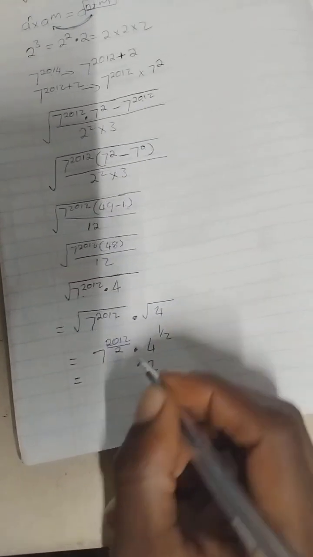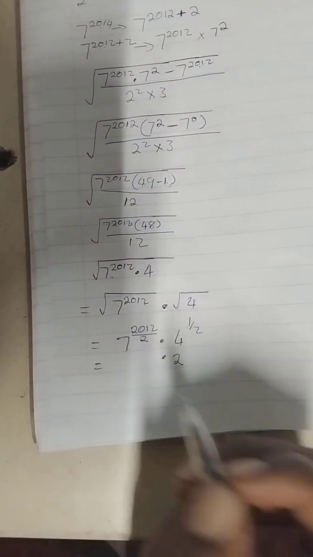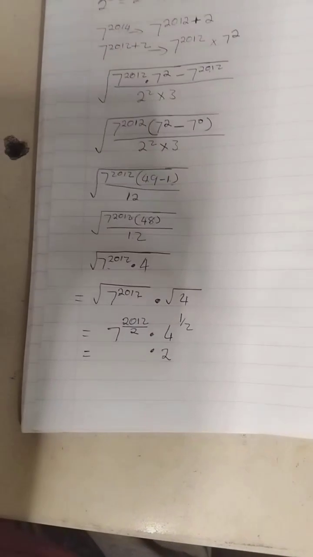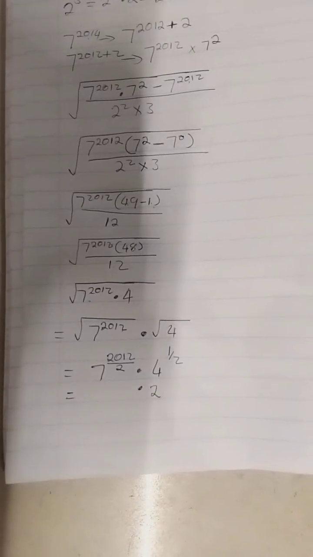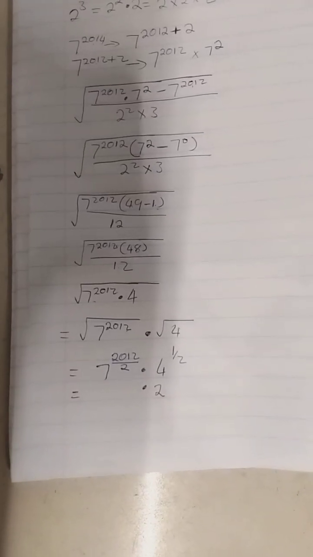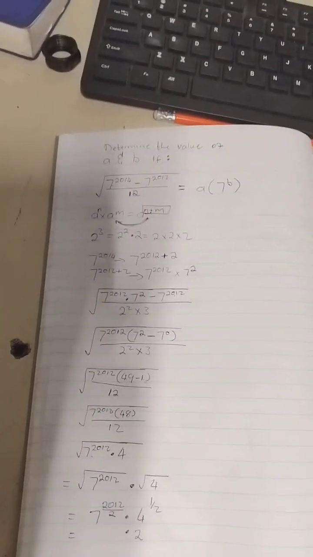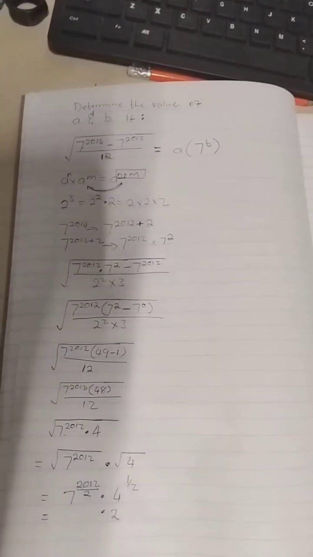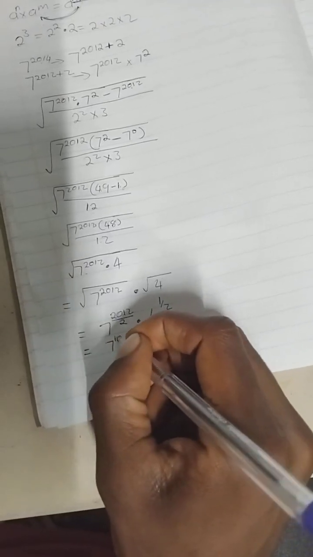And what is 2012 divided by 2? It's going to be 2006. Yes, it's going to be 7 exponent 1006, guys.